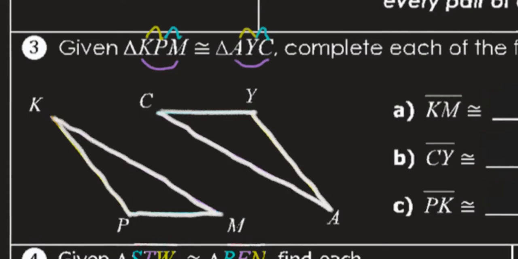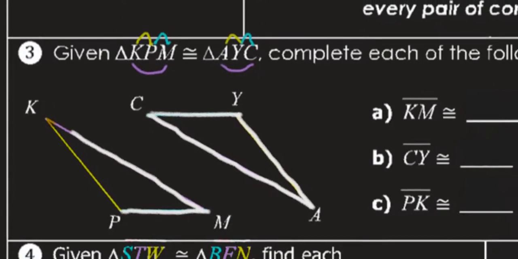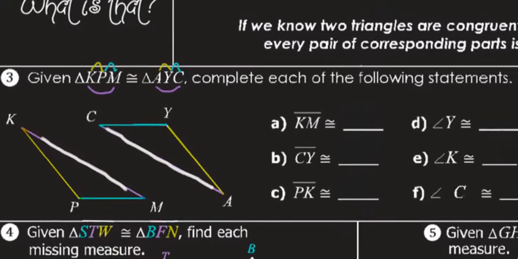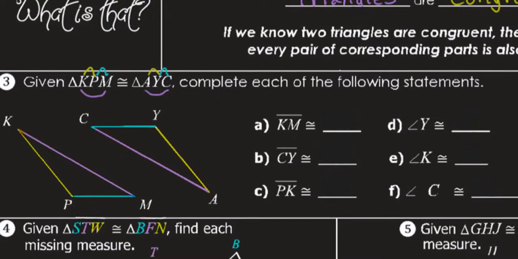So KP corresponds to AY, PM to YC, and then KM to AC. Side KM is congruent to side CA, CY is congruent to PM, PK is congruent to YA. And then match up the order of the angles.